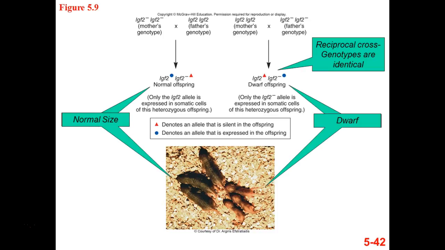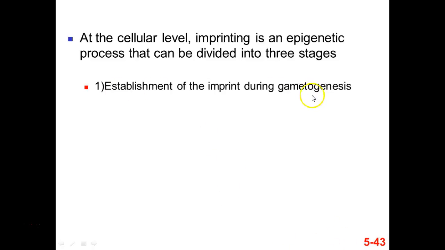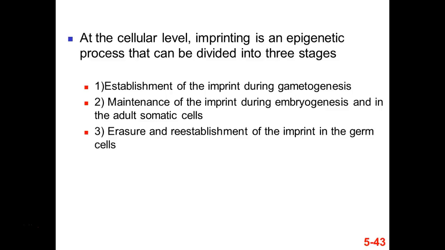Reciprocal means the opposite. You guys know that, right? Okay. You'd be surprised. So at the cellular level, imprinting is epigenetic, right? We're marking stuff. And so the first is the establishment of the imprinting. So during gametogenesis, right, when the gamete forms, it's determined. And then it's maintained throughout the development and in the adult. But it's going to be basically erased and reestablished in the germ cells.